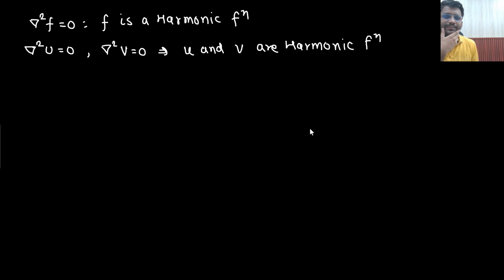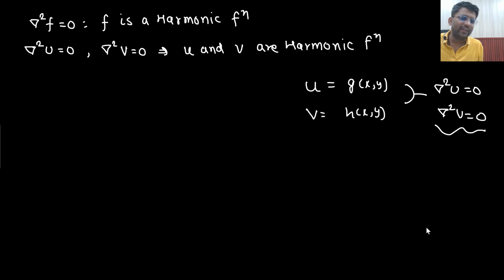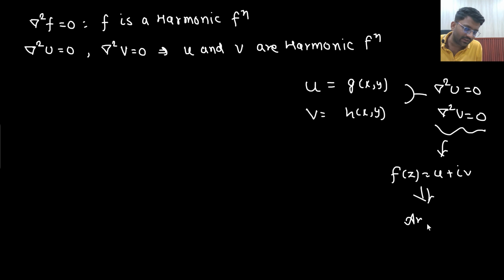Now what I do, I give you a random u, a random function of x comma y, and I am giving you a random v as well, which is a function of x comma y, and I tell you that both are harmonic functions. That means del square u will also come out to be 0 and del square v will also come out to be 0. Now let me know, is this enough to say that if I make a function f of z, which is u plus iota v, it will be analytic for sure? Is it enough to say?